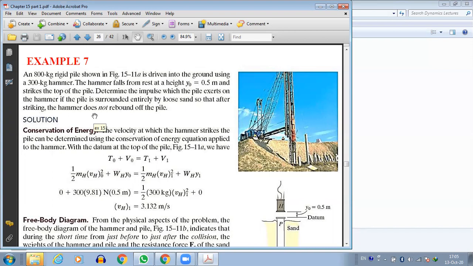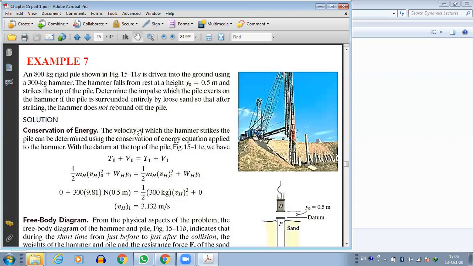This is a comparatively difficult question. Difficult not in terms of the solution, but in terms of understanding the problem statement itself. So we are going to spend some time first understanding the problem statement. The solution we're going to go for later, but first let's understand the problem statement.